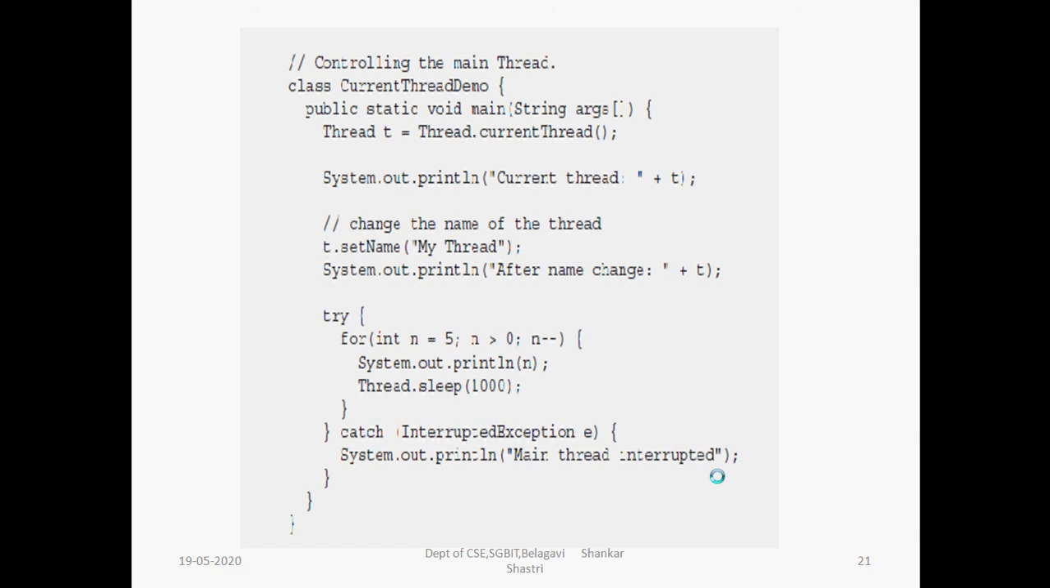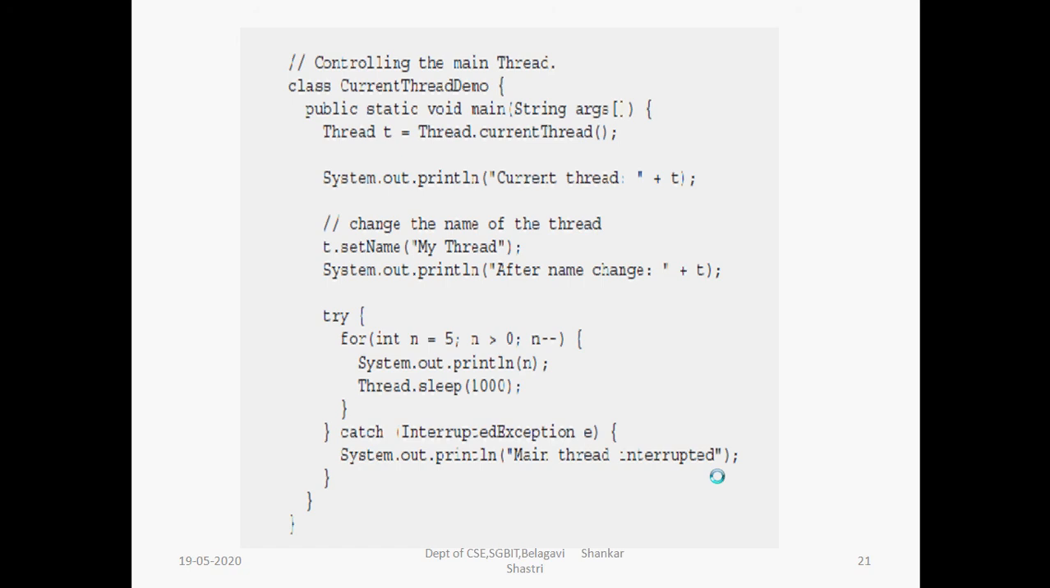This main is one thread, and it starts execution automatically. For that main thread we are creating the object Thread t. T is the name of the object for the Thread class, with Thread.currentThread(). Under the Thread class, the currentThread method gets the current thread name. So we write System.out.println("current thread: " + t). Here t is an object of type Thread class, and it holds the currently running thread information. Here the currently running thread is main, so it prints the main information.